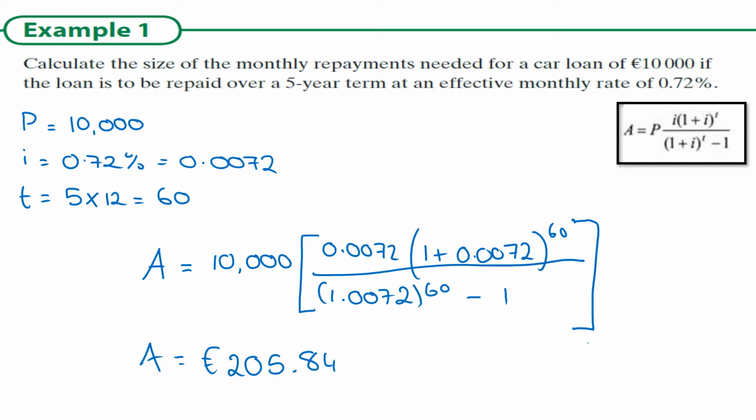So think about that. When you pay back 205.84 per month for 60 months, you end up paying back 12,350. So it costs you nearly 2,500 to get a loan of 10,000. And to understand the idea of the cost of loans and mortgages, it's so, so important.